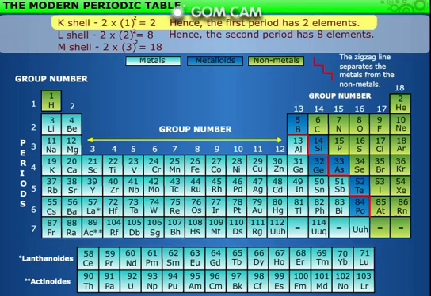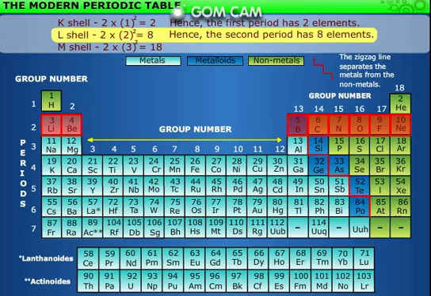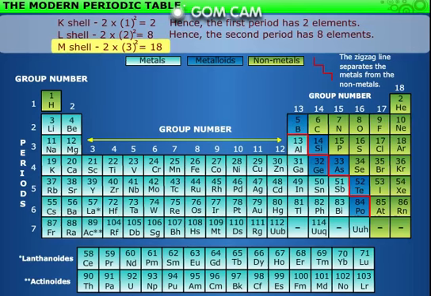For example, K shell: 2 into 1 square is equal to 2. Hence, the first period has 2 elements. L shell: 2 into 2 square is equal to 8. Hence, the second period has 8 elements. M shell: 2 into 3 square is equal to 18. But the outermost shell can have 8 electrons, so the third period has 8 elements only.